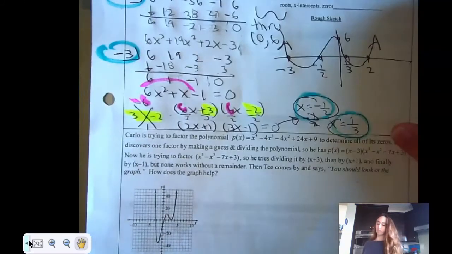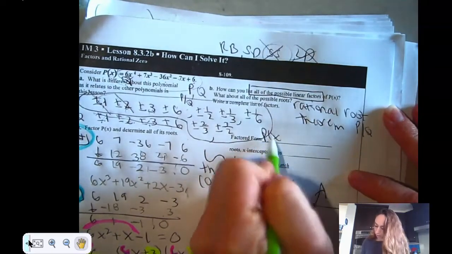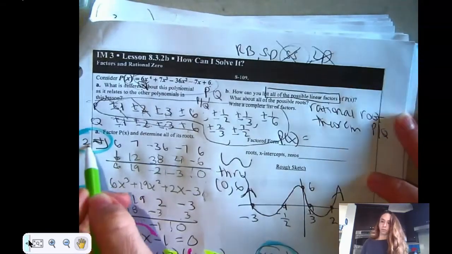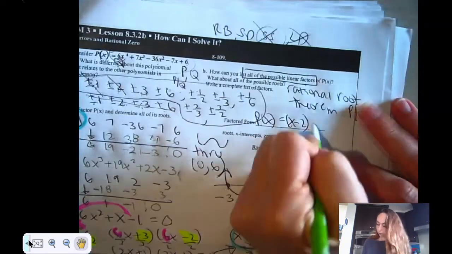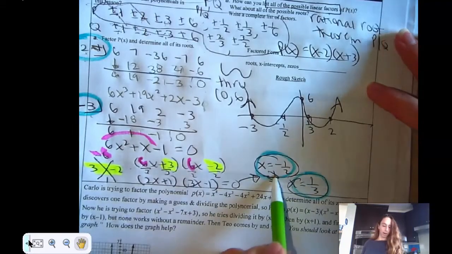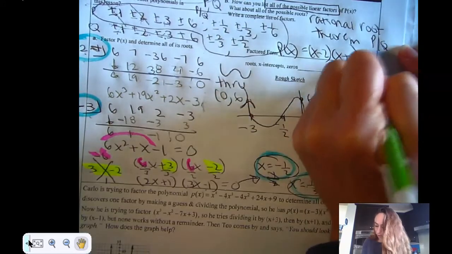All right. Oh, I didn't actually do this. Put it in factored form. P of x equals. If I have 2, that's x minus 2. If I have negative 3, that's x plus 3. This one, it's nice because I don't have to go backwards. It's right there. I don't have to go backwards. It's right there, so it's less thinking.